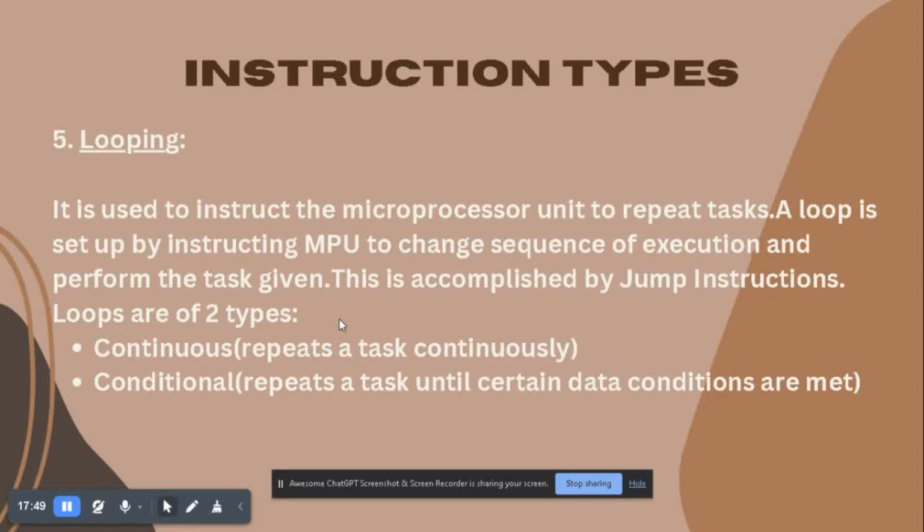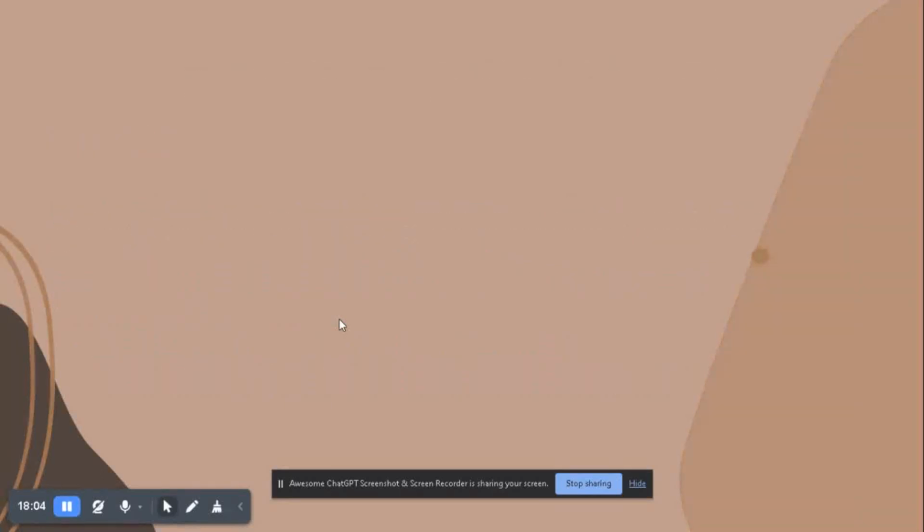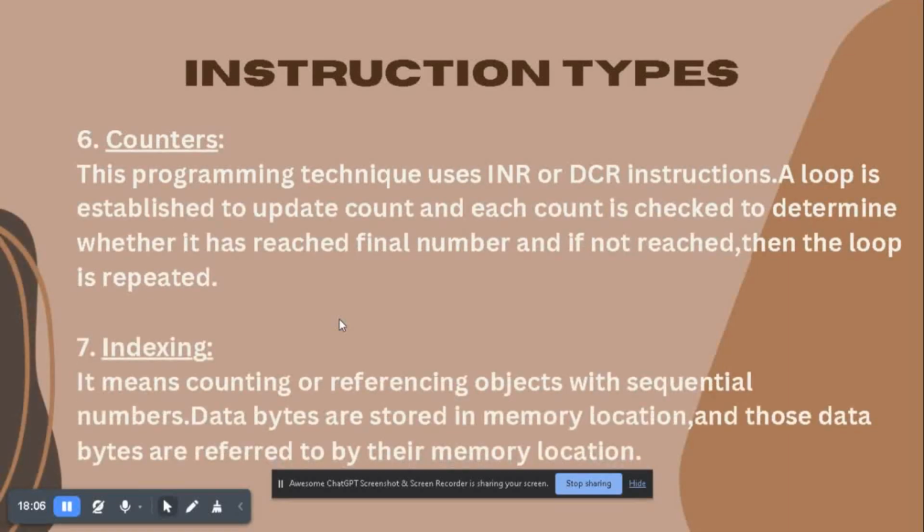There are two types of loops, which are continuous and conditional. In continuous looping, we repeat a task continuously, and in conditional looping, we repeat a task until certain data conditions are met. The sixth instruction type is counter. This programming technique uses INR or DCR instructions. A loop is established to update the count, and each count is checked to determine whether it has reached the final number, or if not reached, then the loop is repeated.